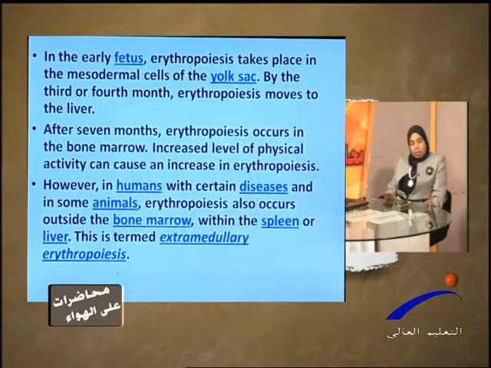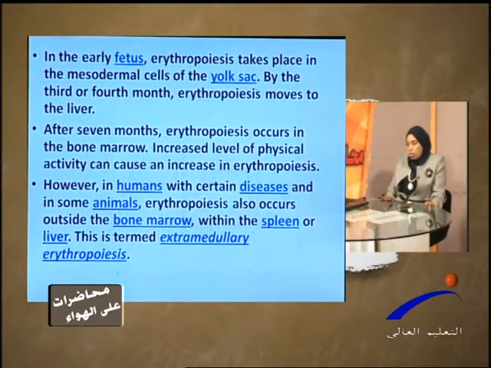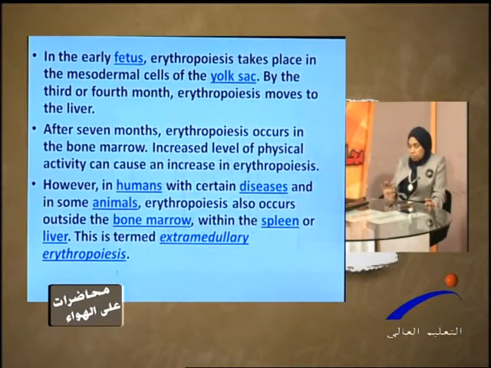So in the early fetus, where does erythropoiesis take place? In the yolk sac. And by the third or fourth month, erythropoiesis moves to the liver, as I mentioned in the early slides. After several months, erythropoiesis takes place in the bone marrow.